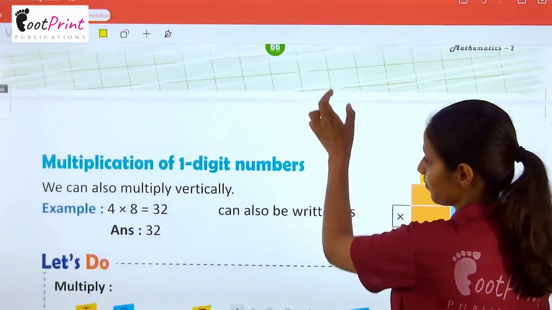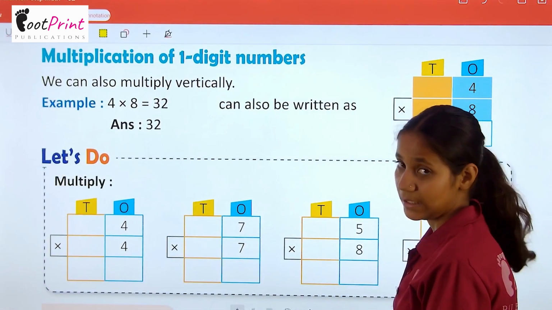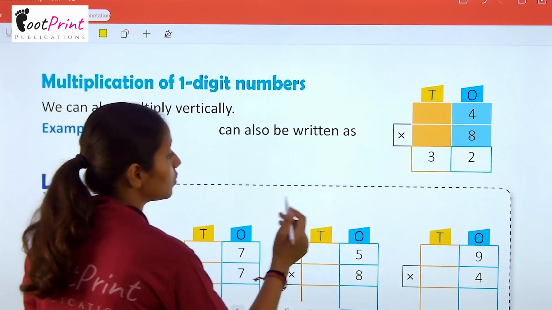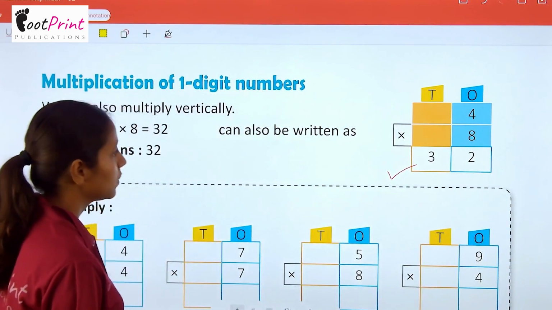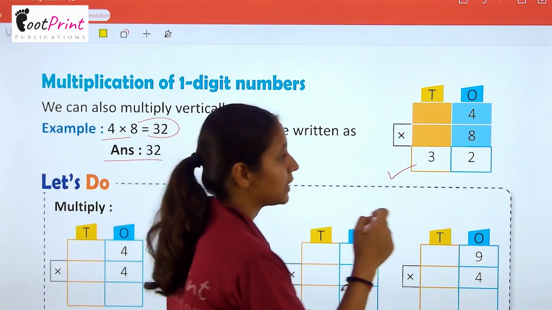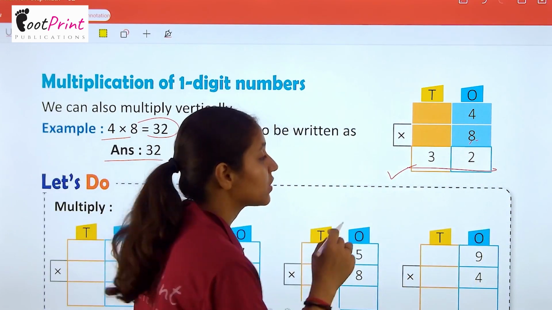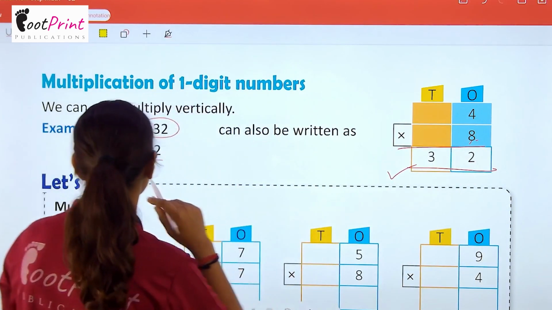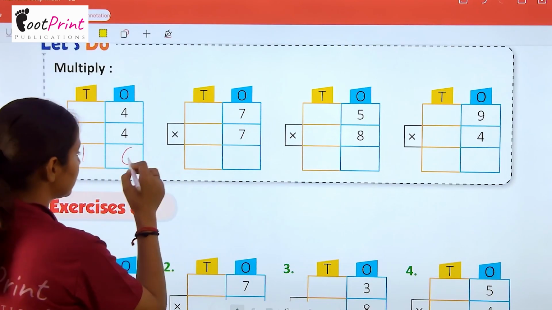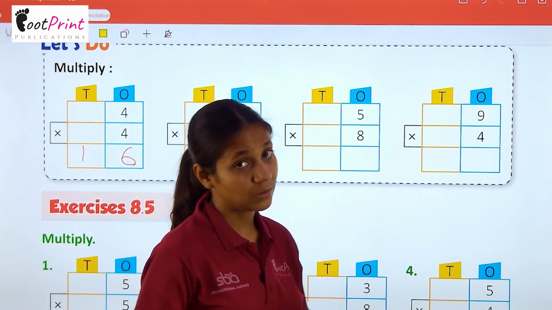Now we have multiplication of one digit number. We can also multiply vertically. Here we did the multiplication, but we can also do it vertically. Okay, 4 multiply 8 is 32. Answer is 32. It can also be written as 4 multiply 8. So 8 multiply 4 is 32. Okay, so we can also write here like this. Let's do multiply 4 into 4. So 4 4s are 16. 7 7s are 49. Okay, simply you can do this by yourself.